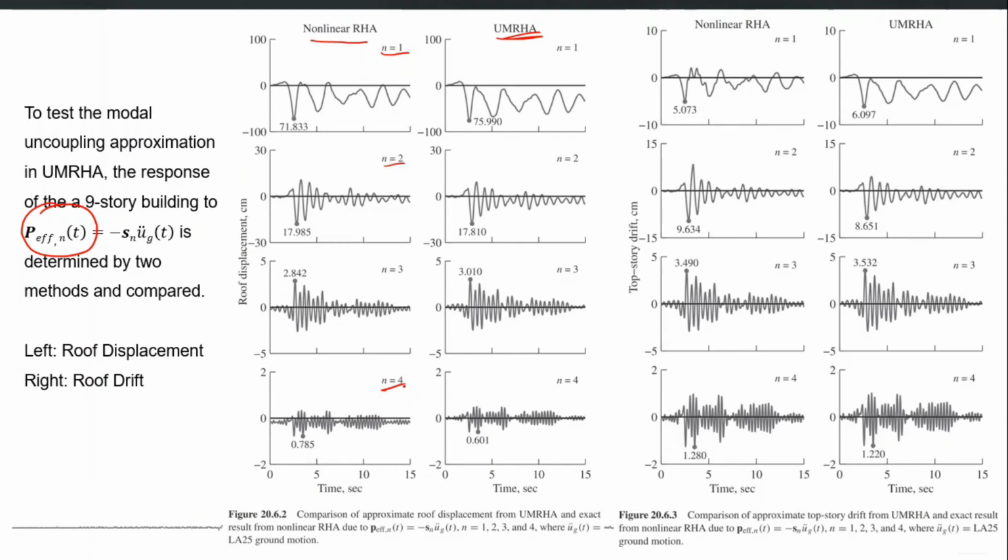Here the effective earthquake forces for any particular mode are applied and nonlinear time history analysis is performed, and then the response for that particular mode is filtered out and shown here. In the UMRHA, the response for each mode can be separately described by its modal single degree of freedom system, so you can directly compute them. It is shown that they are comparable, very close, in peak response as well as in the complete history.